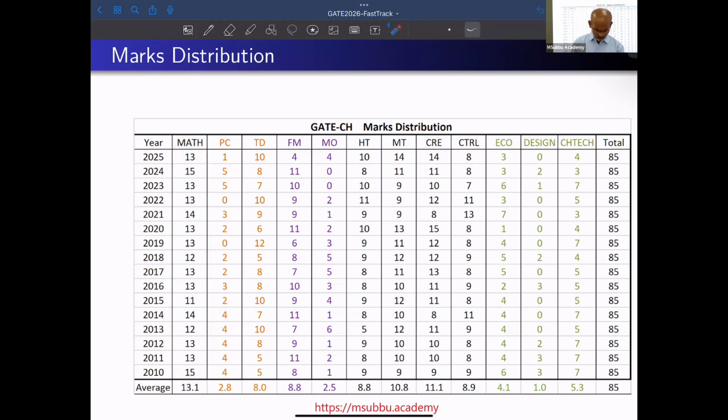So this average holds for the past 15, 16 years, right from 2010, we have the standard pattern. Of course, up to about 2015, 16, they also had a pattern like linked questions or common data questions, where there will be data, and using that, there will be two 2-mark questions. Whereas in the recent 4, 5 years, I don't see such questions. Every question is self-contained. Prior to 17, we were having linked questions.